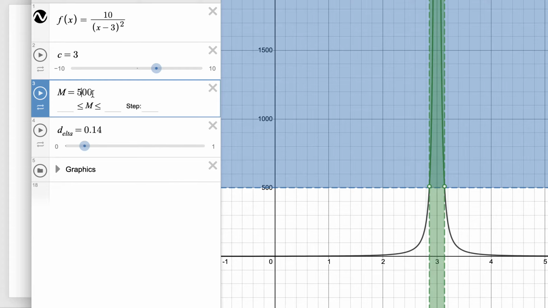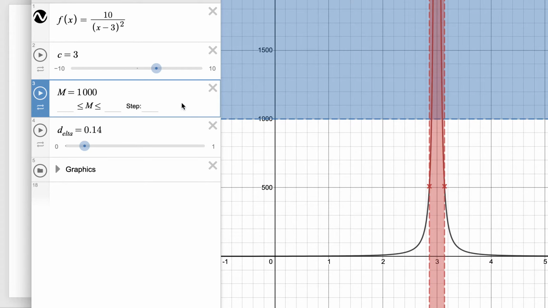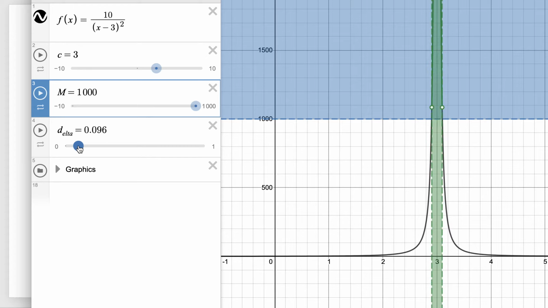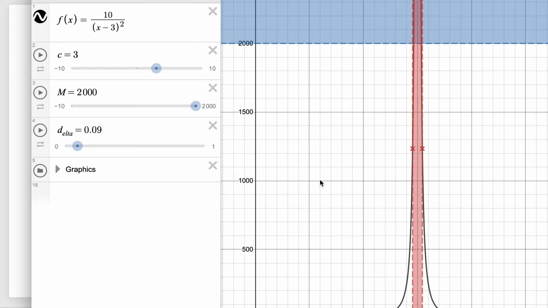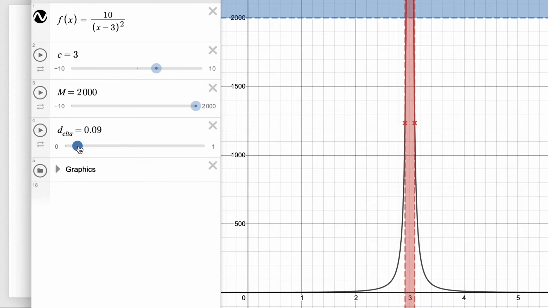What about if I choose an M of 1,000? This delta doesn't work, but if I shrink delta down a little bit, maybe to 0.09, then all of the x values in this delta neighborhood of 3 give me y values that are bigger than 1,000. So the idea is, can we keep making this bigger and bigger? If I look at 2,000, can I shrink my delta down? Looks like yes, I can. 0.07 would give me y values that are greater than 2,000. So that's the idea, if I keep getting bigger and bigger and bigger.